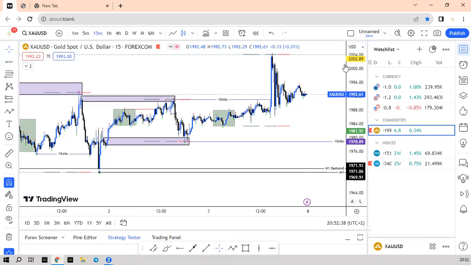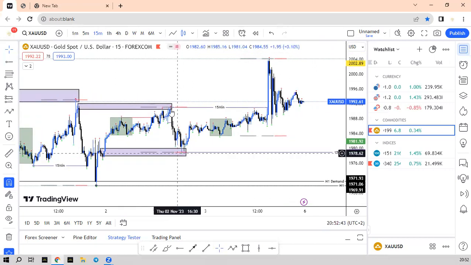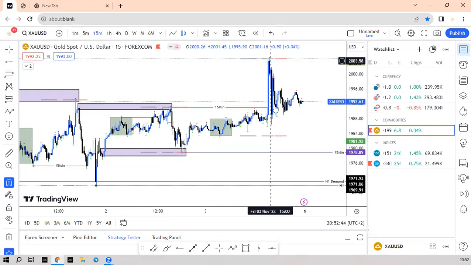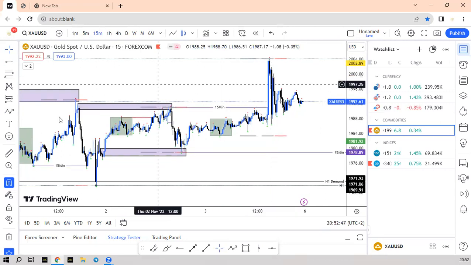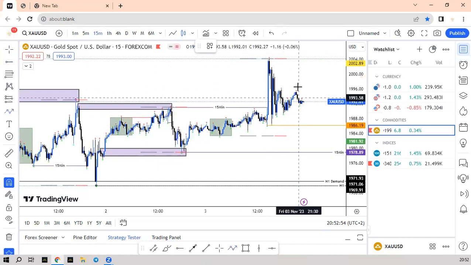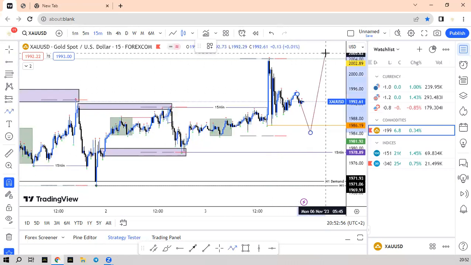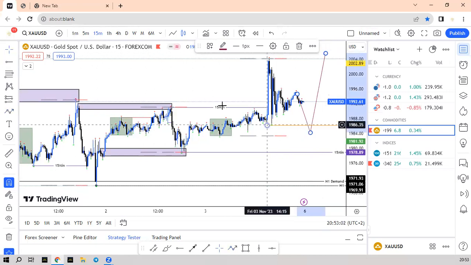So now we have another range from this low. This is the high, but we have not created the high yet. So we might wait for this low to be taken out. This will be our liquidity like this. Why is this our liquidity? Because this is the low that took out that high.